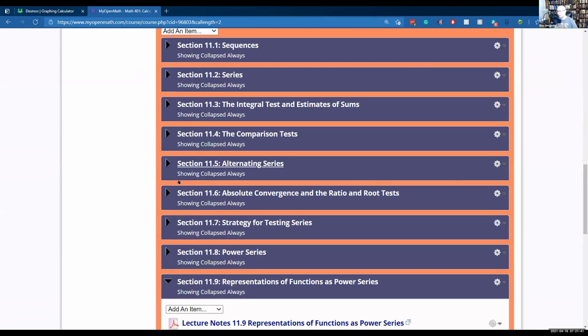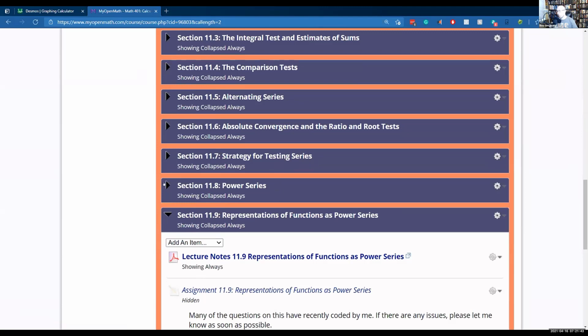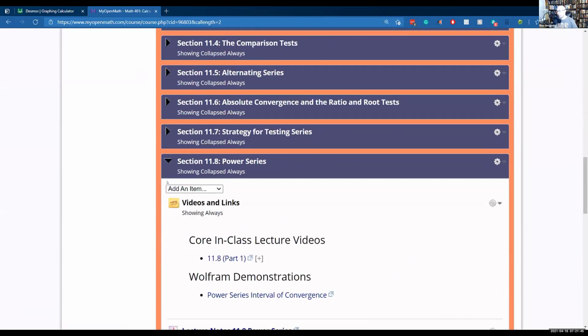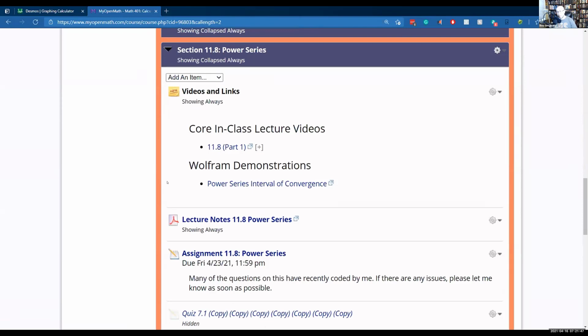Just to give you a heads up, I did the same thing for section 11.8. We're almost through it. I put the video up from Wednesday, and there was a Wolfram demonstrations applet that I had embedded in my lecture notes that you're more than welcome to take a look at, but actually Desmos works a lot better for that. And then of course my lecture notes are right there.